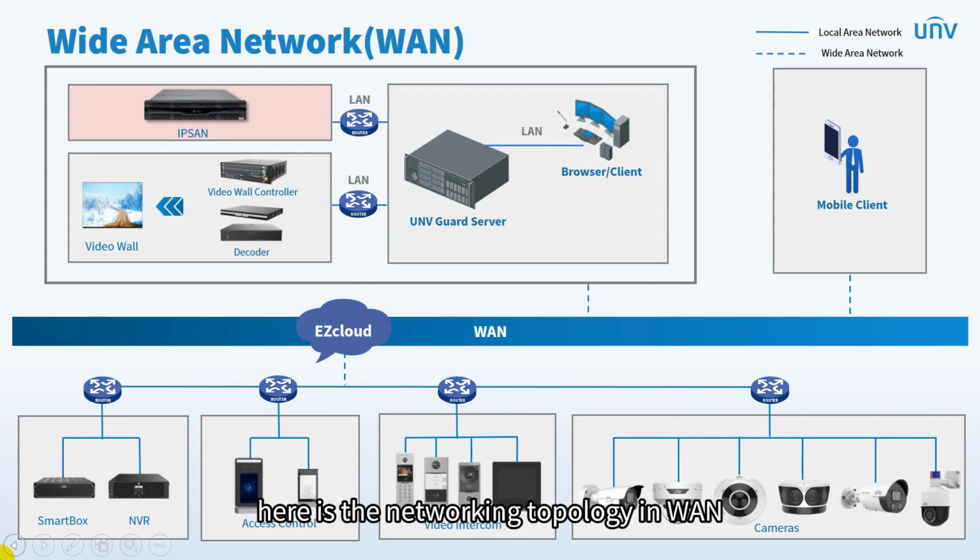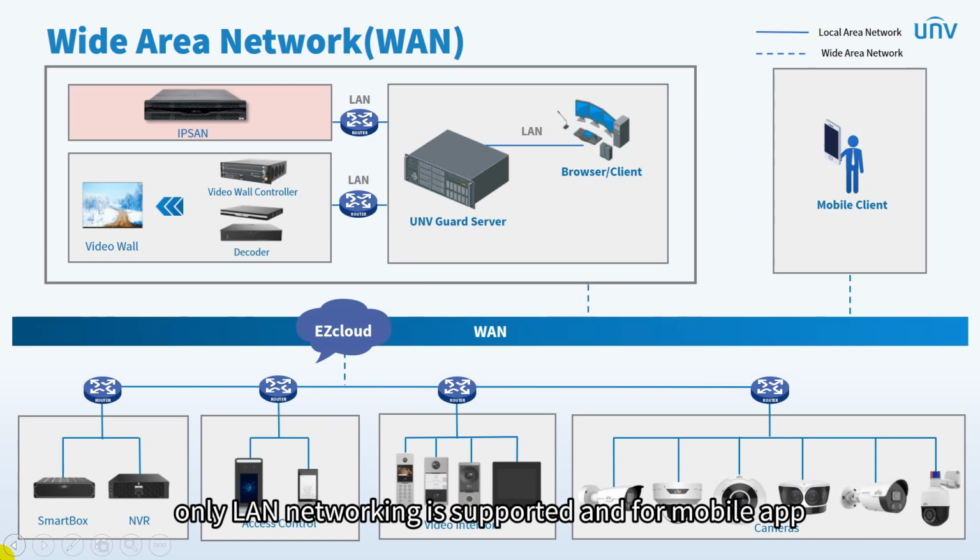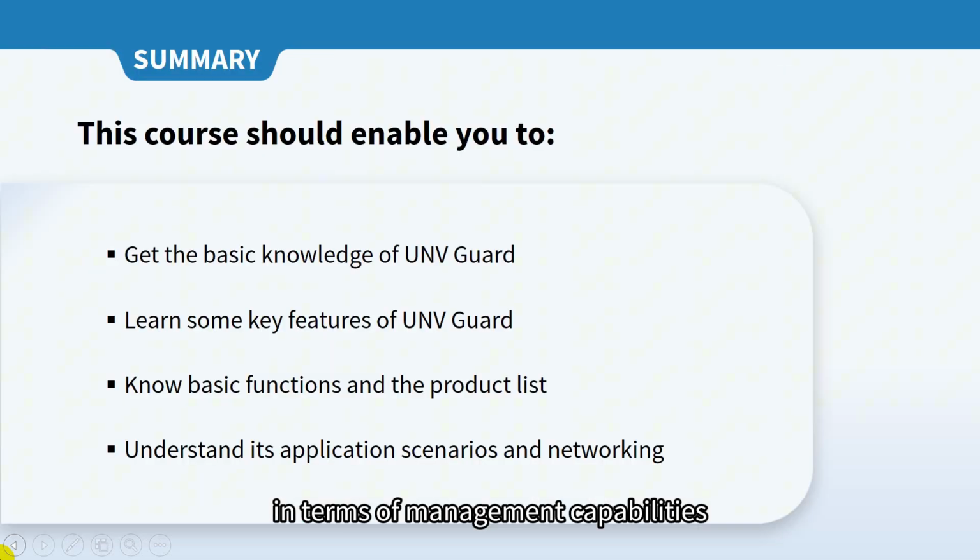Here is the networking topology in WAN. The devices managed are similar to those in the LAN networking. For PC client, only LAN networking is supported. And for mobile app, it can support LAN and WAN via EasyCloud. In terms of management capabilities, it can handle 256 cloud devices.